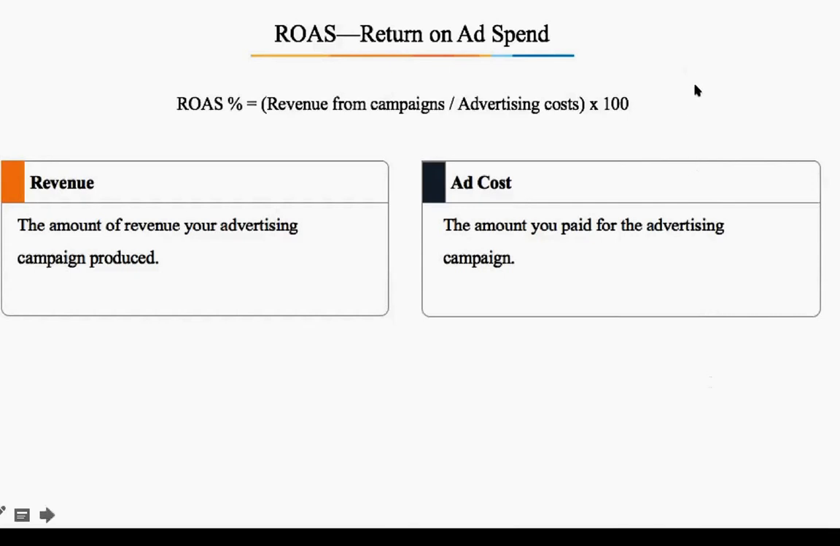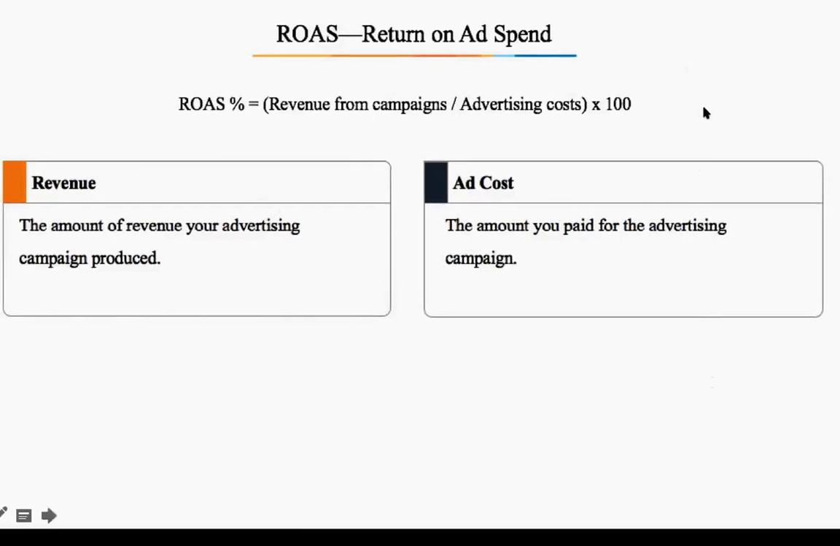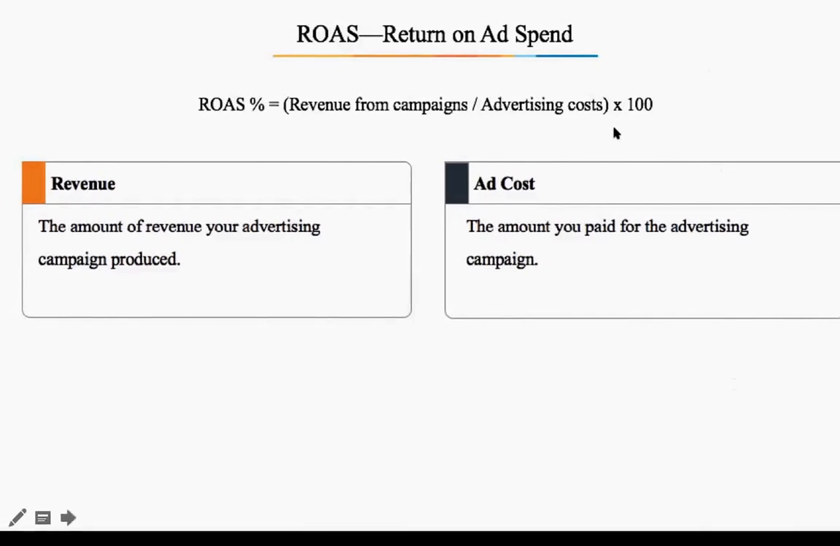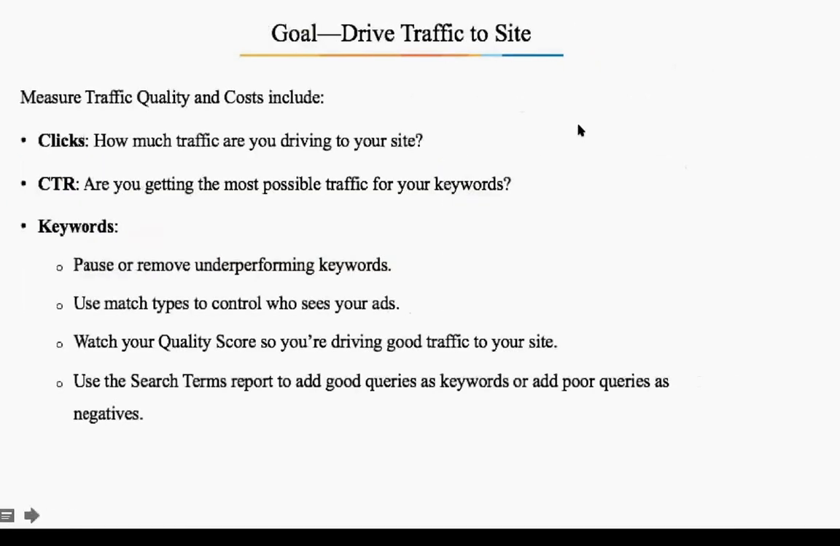All right, so return on ad spend, I'm repeating again, it's the revenue from the campaign being collected divided by the advertising cost multiplied by 100, guys. The goal is always to get across traffic to the website and get across conversions. So you measure traffic quality and cost, which includes the clicks, the CTR, as in the click-through rate. Are you getting the most possible traffic for your keywords? How much traffic are you driving to your site? All these things need to be looked at.